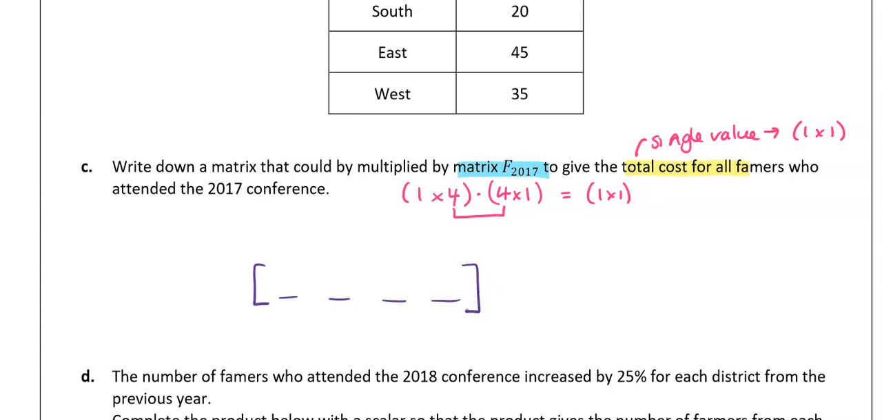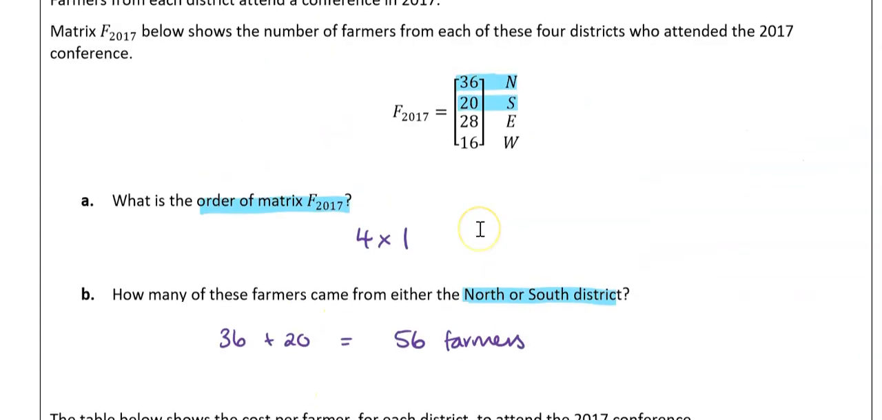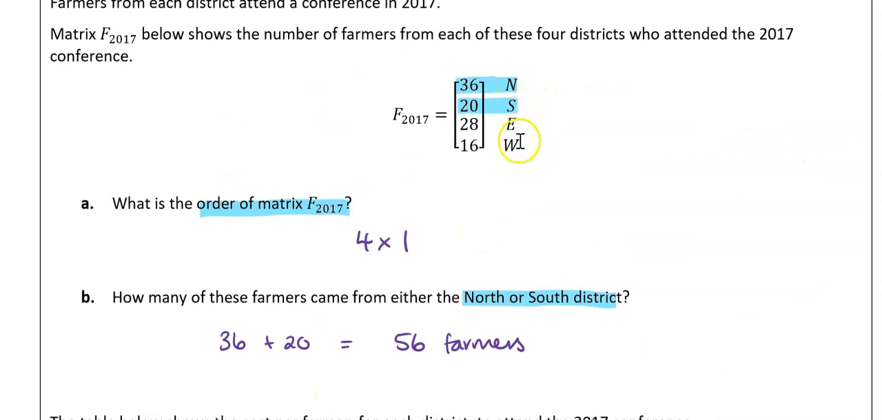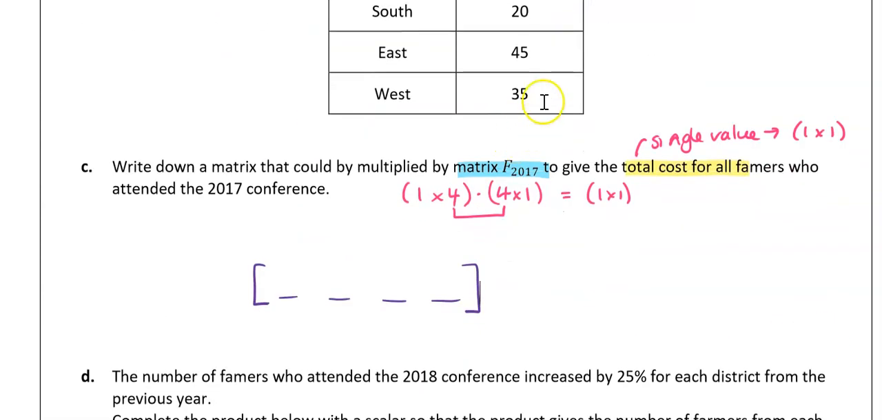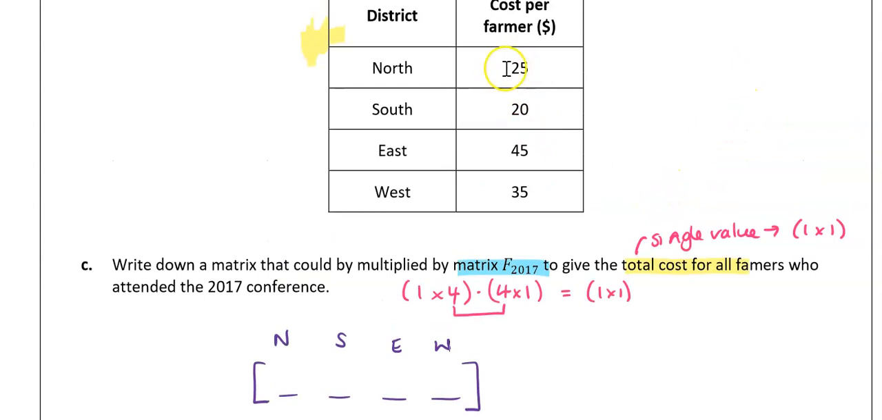And much like before, we can look to our labels from our column matrix here, north, south, east, west, and know that the labels should correspond. We are looking to find the total cost. So we're looking to take the cost per farmer and multiply that by the number of farmers from north. So that means my cost for north, for south, east, and west will become those elements in that matrix there.